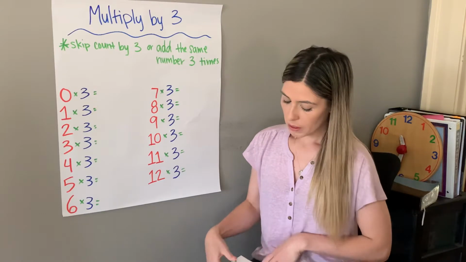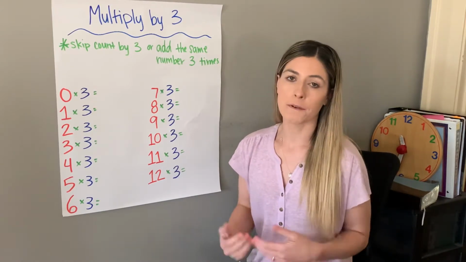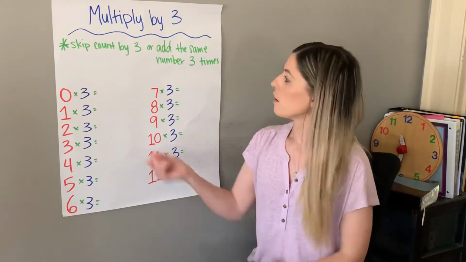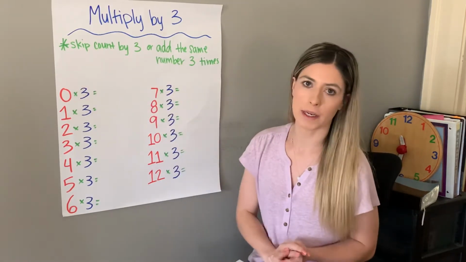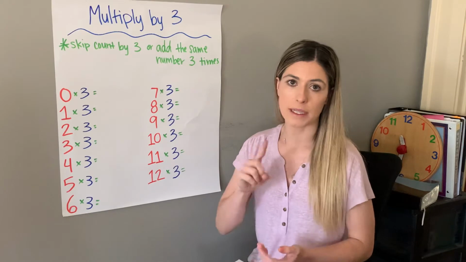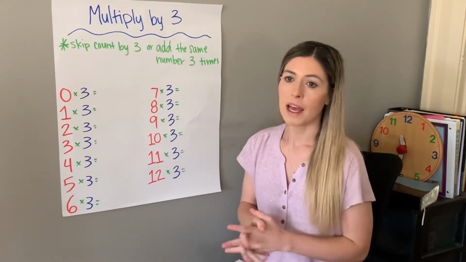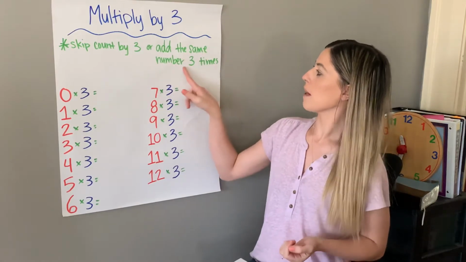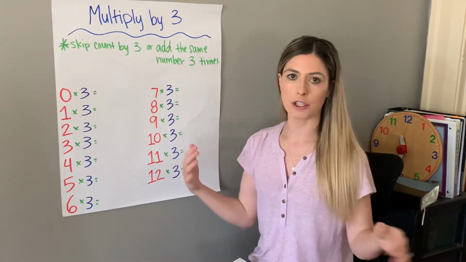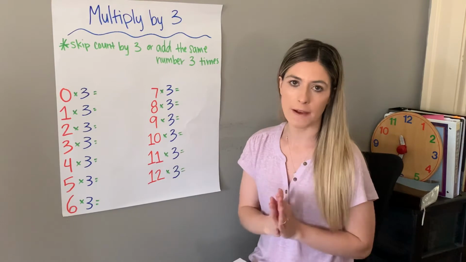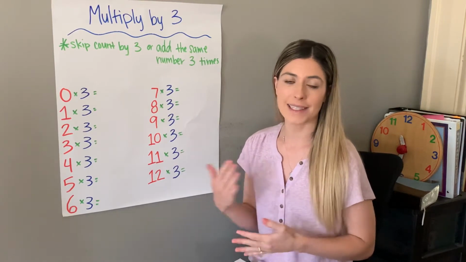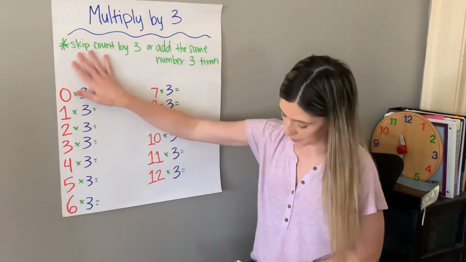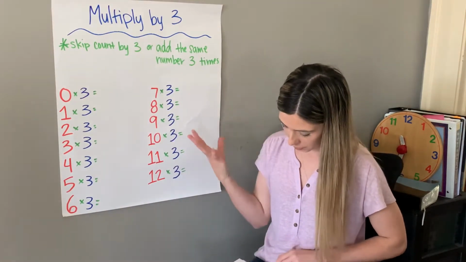So there's 2 ways for you to find the answer of multiplying by 3 facts. One way is to skip count by 3. If you can count by 3s, 3, 6, 9, 12, then you are already able to do it. But the other way is to add the same number 3 times, because multiplication is the shorter, faster version of adding the same number over and over again. So I'm going to show that to you up here with a little story.